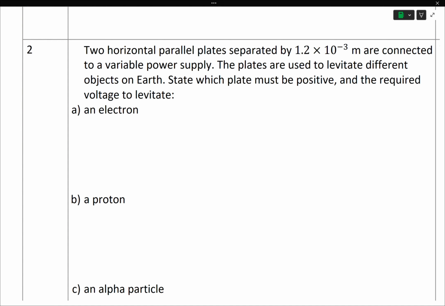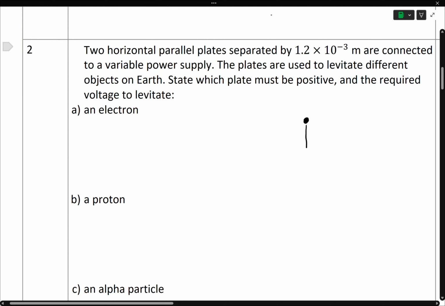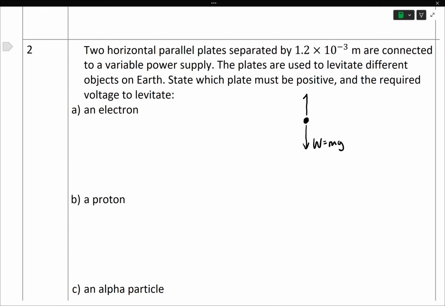So if we're picturing what's going on in this situation, we're going to have the weight of the object acting downwards and an electrostatic force acting upwards, and we know the size of the electrostatic force is the electric field strength times the charge, or VQ over d. So we want to set VQ over d equal to mg in each case, and then we're going to be finding V. So we'll do the rearrangement for the first one.